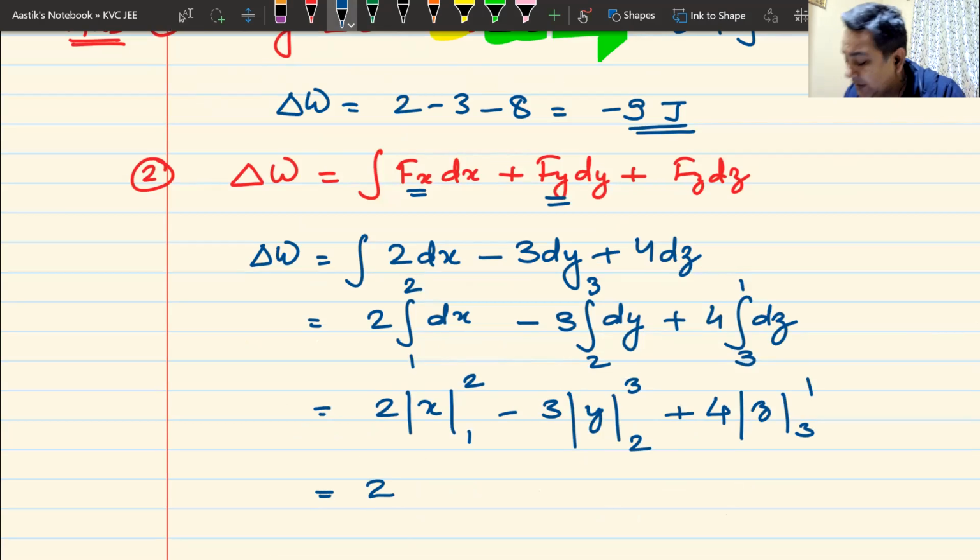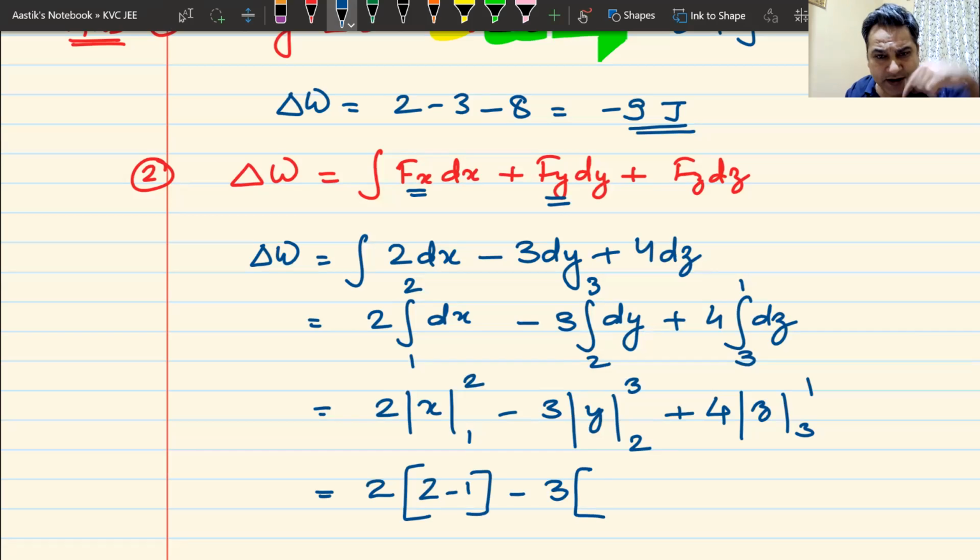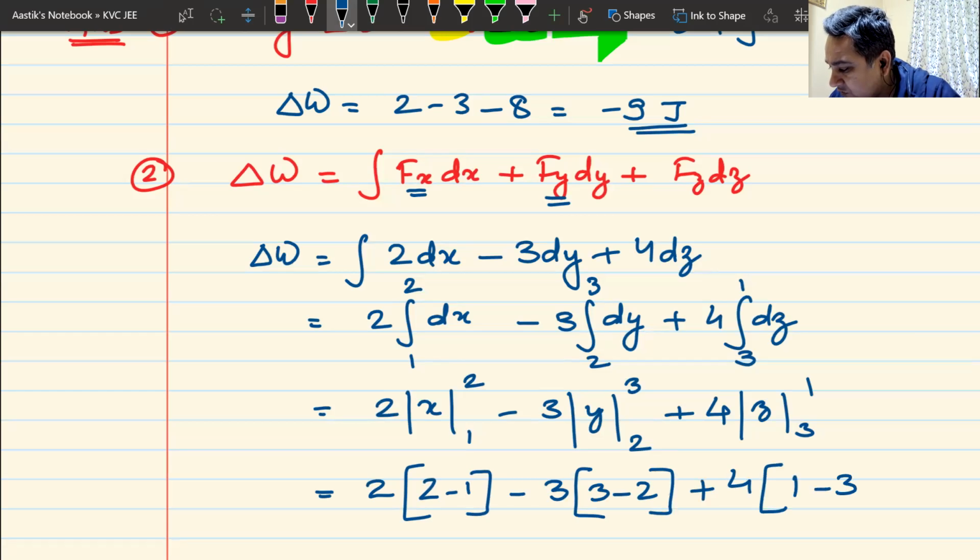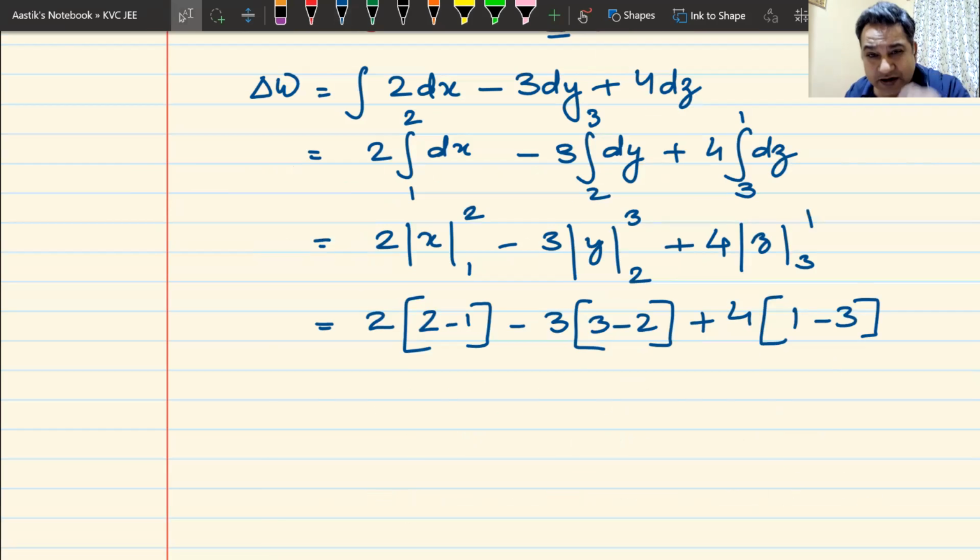That will be equal to 2 times, I will put first x as 2, so it is 2 minus 1, minus 3 times y is 3, then 2, so 3 minus 2, plus 4 times z is 1 minus 3. Now, if you look very closely here, you will understand what do I get finally. What do I get finally?